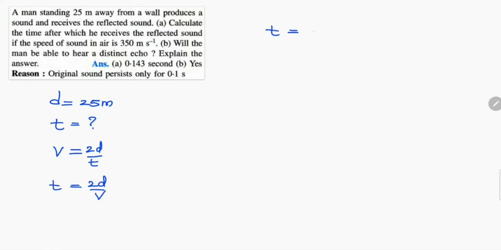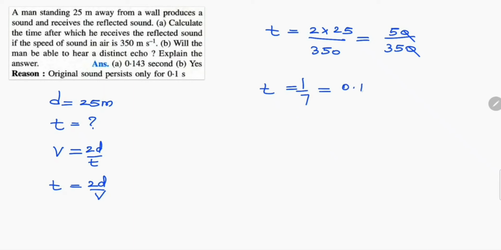Substitute the values. So time will be 2 multiplied by 25 upon V. V is how much? 350. So that is 50 upon 350. So time is 1 by 7, divide 1 by 7, that is 0.1428, which we can round up as 0.143 seconds. And the next part they've asked you, will the man be able to hear a distinct echo? Yes, because minimum time needed for echo is 1/10 of a second, that is 0.1 seconds. Hence, he'll be able to hear the echo.